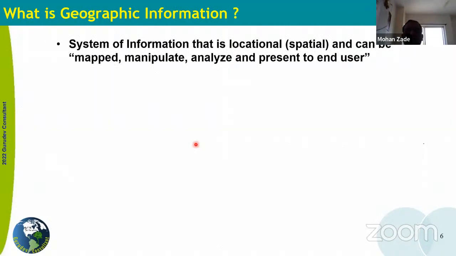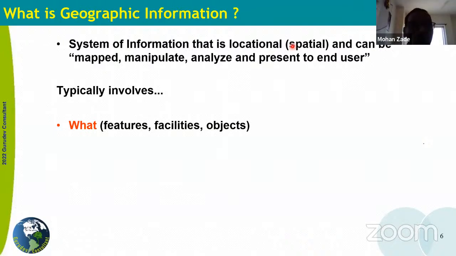So it is that system which helps with locations. Now, location in GIS, or in the geospatial community, is always referred to as spatial. Spatial always refers to the location of that object. And there is one more term, non-spatial. Non-spatial means descriptive information, which I will cover. And this information, spatial and non-spatial, can be mapped, manipulated, and presented to the end user. And typically it involves what?